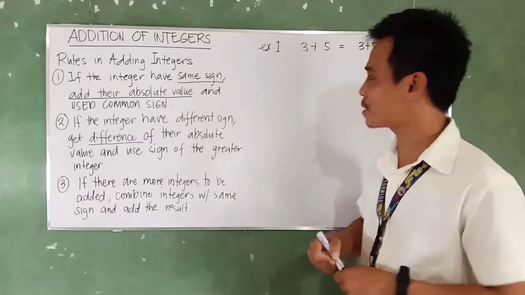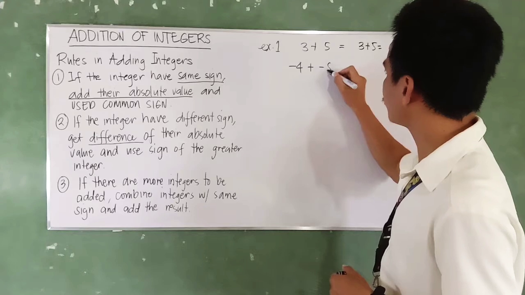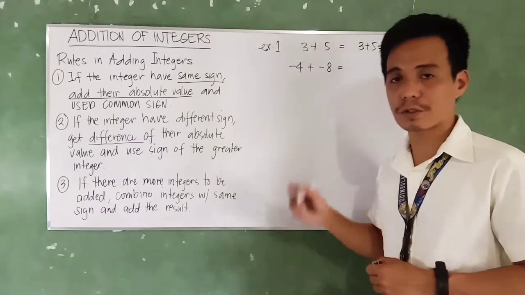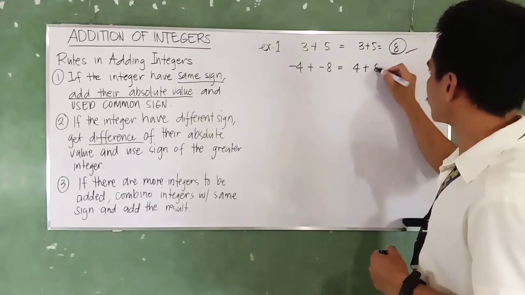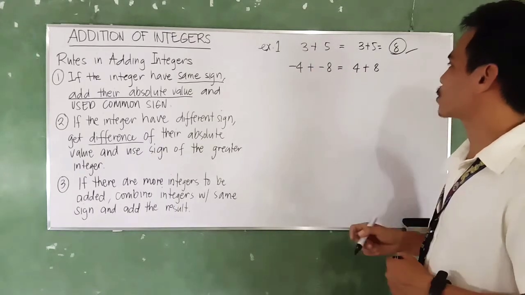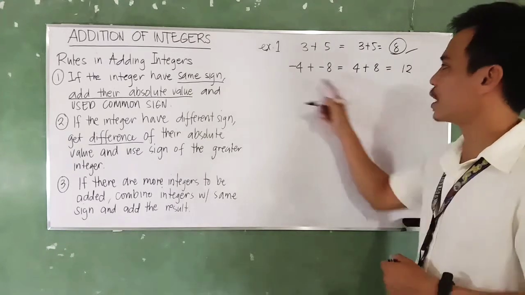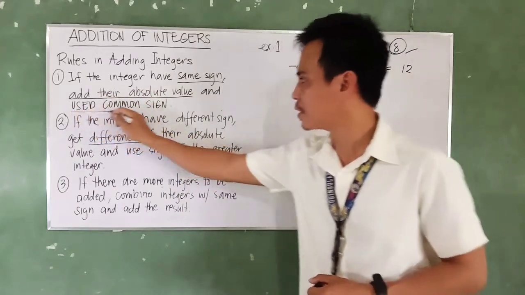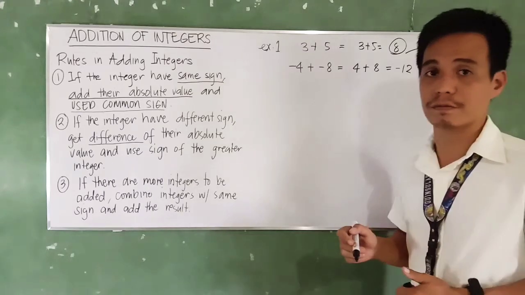How about the negative sign? Example, negative 4 plus negative 8. So therefore, we have to add their absolute value first. So therefore, this is 4 plus 8. The absolute value of negative 4 is 4. And the absolute value of negative 8 is 8. So therefore, this is 12. And what is next is use the common sign. So therefore, this is negative 12. Okay?